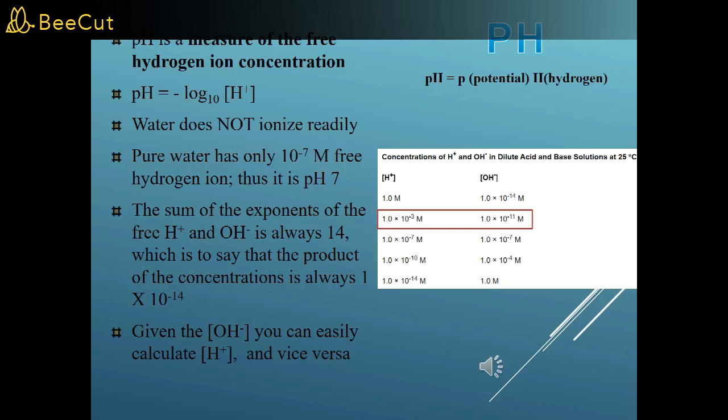Okay, the sum of the exponents of the free hydrogen and hydroxide ion must always be 14. For example, when you are given the hydroxide ion concentration, you can easily calculate your hydrogen ion concentration and vice versa. For example, when you are given 1 times 10 to the power of negative 3 mole of hydrogen ions, you can find your hydroxide ion by 14 minus 3. So you will get 1 times 10 to the power of negative 11 mole of hydroxide ion.